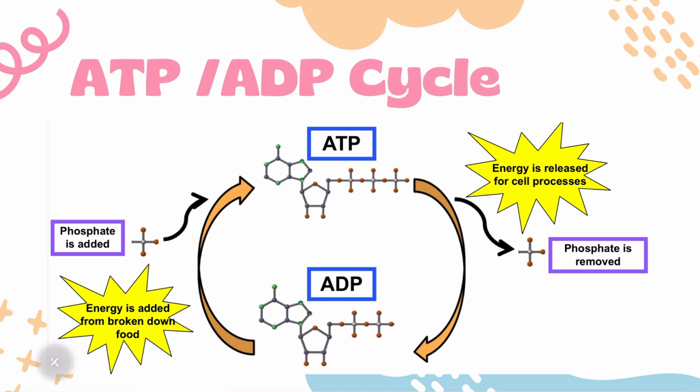So that cycle looks like this. I have ATP, triphosphate, 1, 2, 3, and ADP, diphosphate, 1, 2. Whenever this third phosphate breaks off, it releases energy for our cells to use. And so then I have two phosphates. I need to add on a phosphate, and I do that by adding in energy from broken down food to stick that third phosphate back on to create ATP.